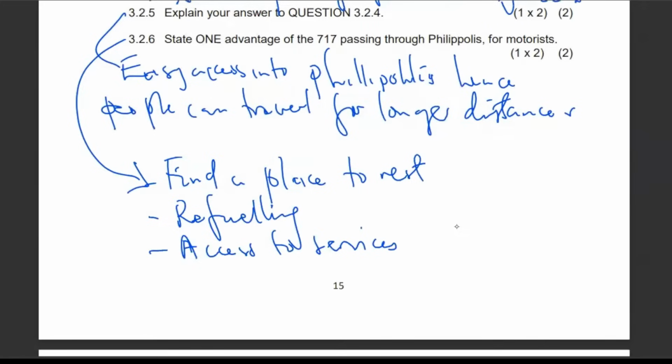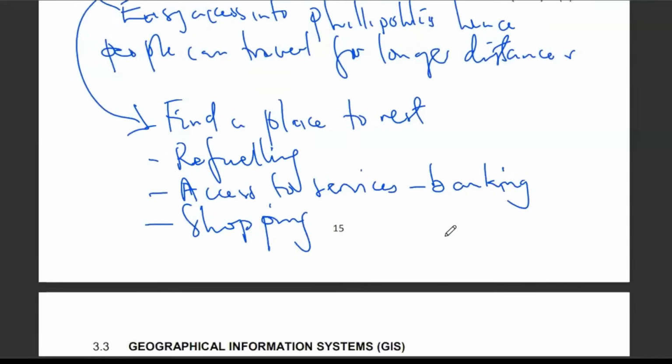If the motorists want to access services, like for example, banking, then the route is passing through Philippolis. They can just do their banking. They can access the services that they want in Philippolis because it's passing through that centre. And also they can do shopping. There's an advantage for the motorists. They can do their shopping in Philippolis as they pass through.